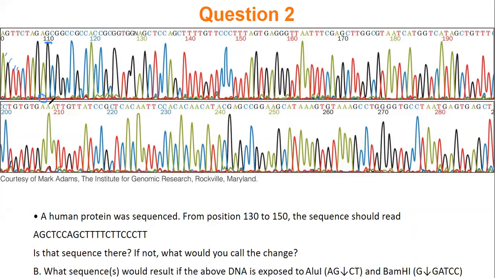So we are fairly certain that this is a G. Like at position 139, you can see there's some other peaks there. They're not really that big, but you can say, I'm 98% certain that's a T. There's 2% uncertainty there.